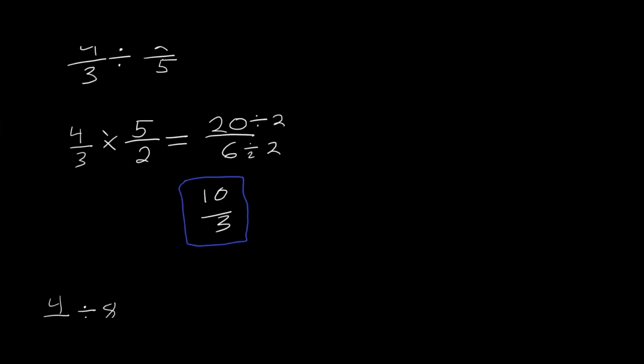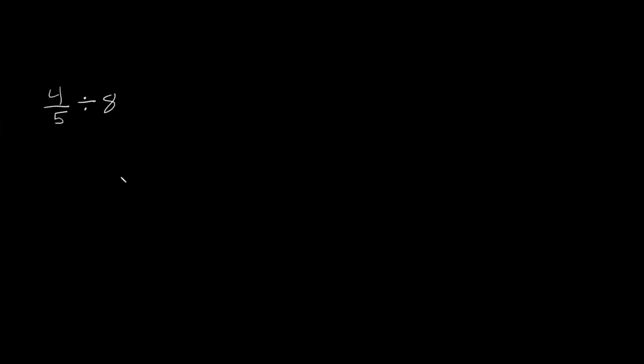And now we can move on to our second problem here. So this problem tells us to do 4 over 5 divided by 8. And before we start, we need to remember to write 8 as a fraction. We can rewrite 8 as 8 over 1. So we have 4 fifths divided by 8 over 1. And we can do this because 1 just means whole numbers.